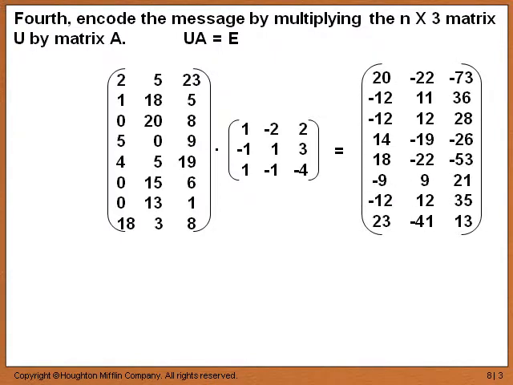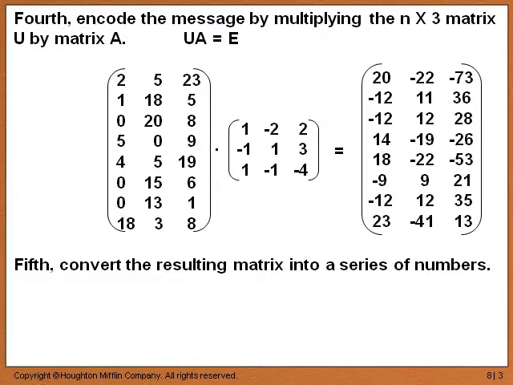The answer you should have come up with is 20, negative 22, negative 73, negative 12, 11, 36, negative 12, 12, 28, 14, negative 19, negative 26, etc. And this is our matrix E, and E stands for encoded matrix. So UA equals E.